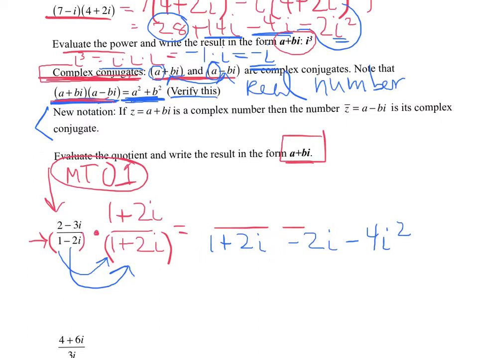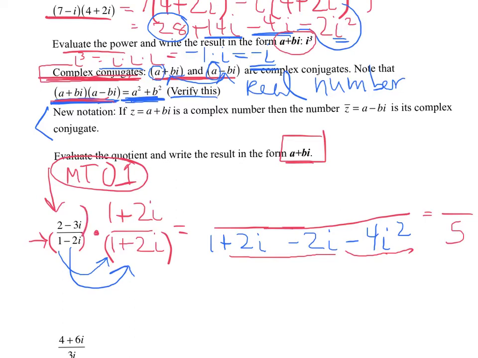Okay, so now I can see that what I have in the denominator is actually a real number, because this plus 2i and this minus 2i add up to 0. i squared is negative 1, so this back number is actually 4. And so the denominator is actually 1 plus 4, which is 5.